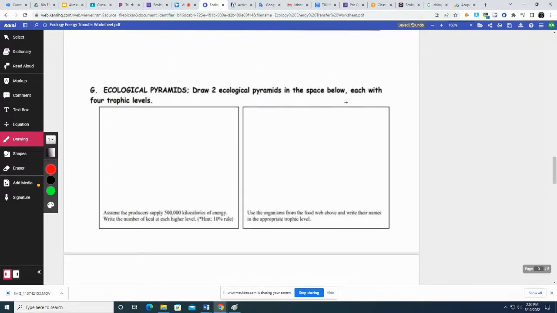So we're going to draw an ecological pyramid with 4 trophic levels. And it's going to show the amount of energy. So there's 500,000 kilocalories for the producers. Is there a triangle in here? Yes. So grab this. Make yourself a triangle.